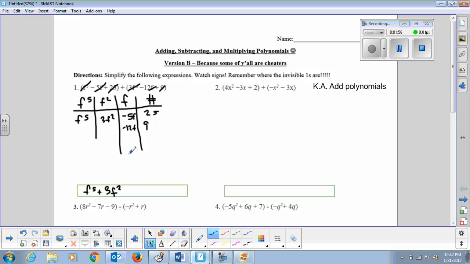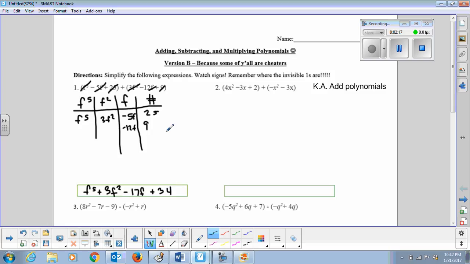And then negative 5 plus negative 12 is negative 17. So that was the one most of y'all missed if there was a mistake. It was with those negative signs. And then 25 plus 9 is positive 34.